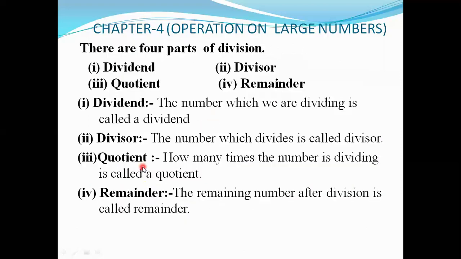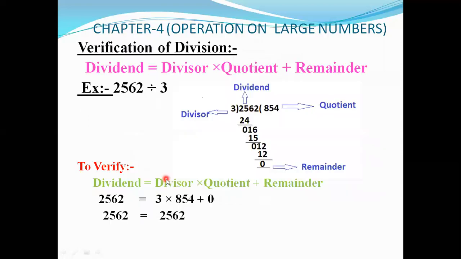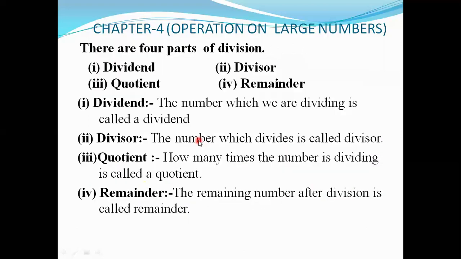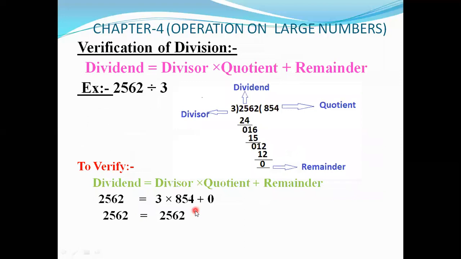And what is the quotient? How many times the number is dividing. The number is divided, there is 854. So it is the quotient. And the remaining number after the division is called the remainder. After the division is complete here, 0 is the remainder.